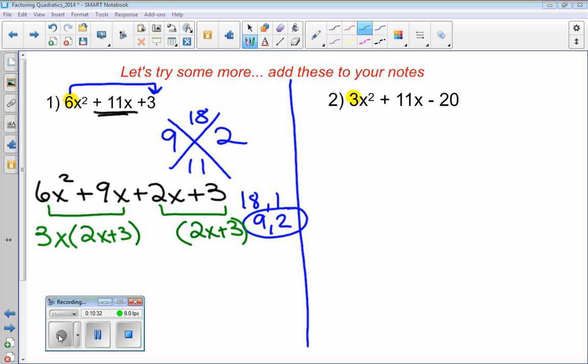Okay, you guys, one person's asking a question. Go ahead, Alexis. 3 times 2 is 6. The 3 goes outside the parentheses. The parentheses mean that I'm taking it out of both. 3 times 2 is 6. 3 times 3 is 9. It's like I undid the distribution.